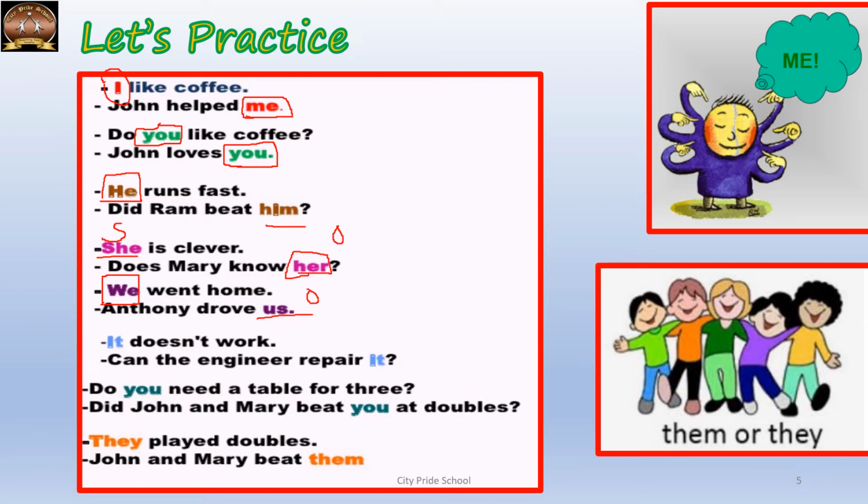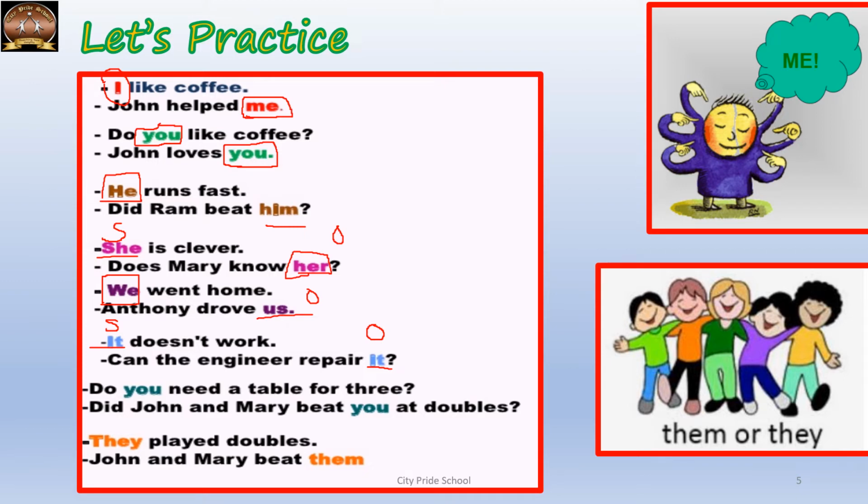Now look at it. It acts as subject as well as object. Now how will we differentiate? Here it is acting as a subject because it is used in the beginning of the sentence, and in the second one, can the engineer repair it? It is acting as an object because it is coming towards the end of the sentence.